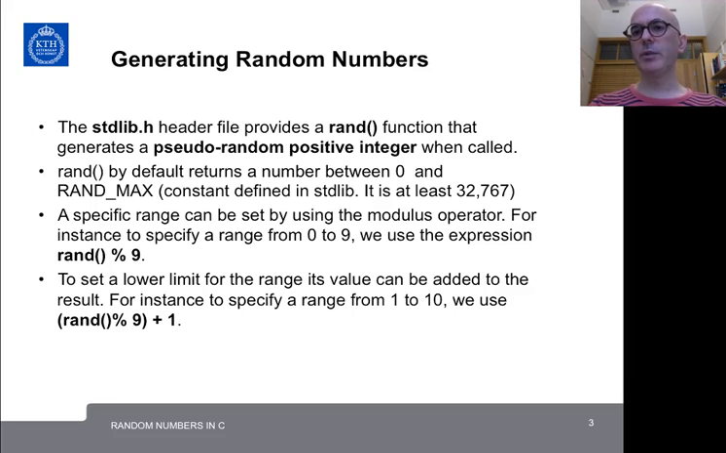If we want a random number between a specific range, we can use the modulus operator. For instance, to specify a range from 0 to 9, we use rand%9. To set a lower limit for our range, our lower limit value can be added to the results of the rand function. For instance, to specify a range from 1 to 10 with 1 as lower limit, we use rand%9 plus 1.